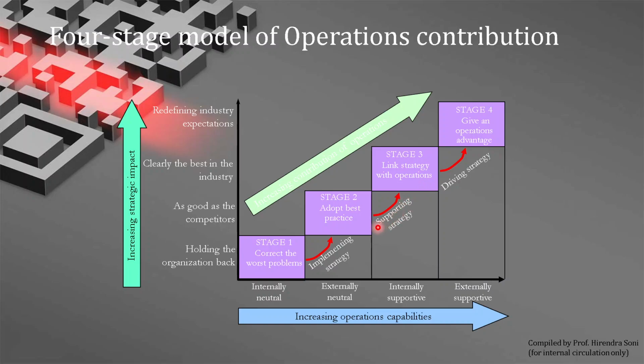So this is the place where your operations takes the supporting role, and it links strategy with your operations. The 4th stage is wherein it starts giving an operations advantage, and you start defining the industry expectations. You start innovating. Automatically, you become the industry leader, and others are following.